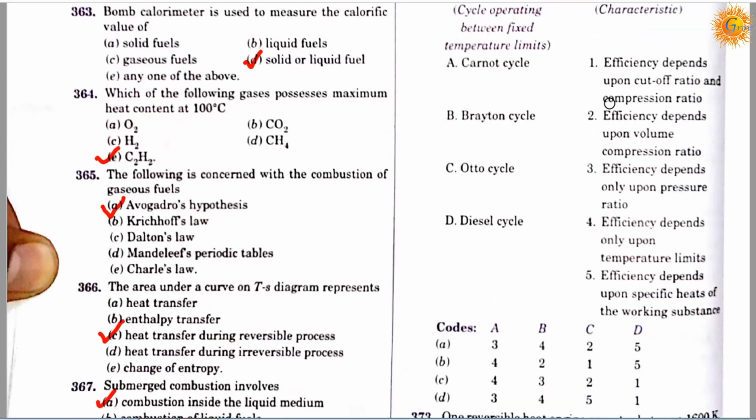The first characteristic is that efficiency depends upon cutoff ratio and compression ratio. In the second, efficiency depends upon the volume compression ratio, and third is efficiency depends only upon pressure ratio. The fourth characteristic is efficiency depends only upon temperature limits, and the fifth is efficiency depends upon specific heats of the working substance.